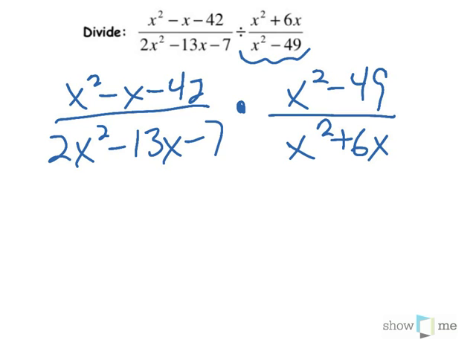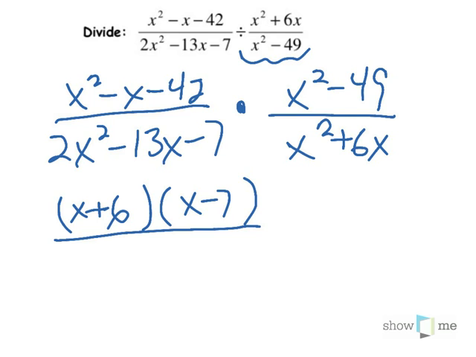Okay, we're going to follow the same process we've been following all along. We're going to factor that top polynomial there, and that's just a standard trinomial. If you don't remember how to factor this, it's a good time to go back and review it. So that x squared minus x minus 42 factors into x plus 6, x minus 7.